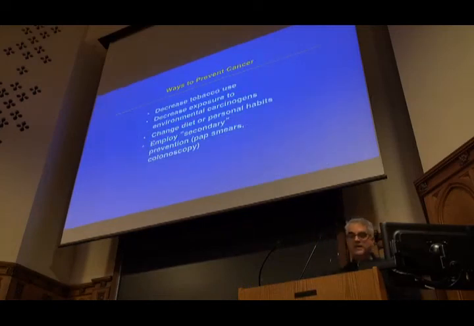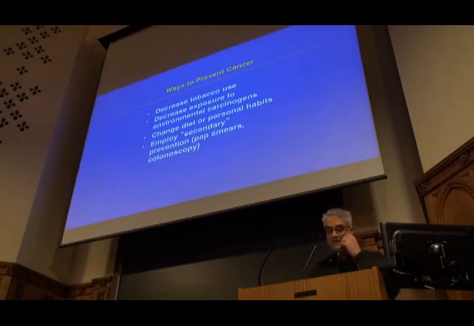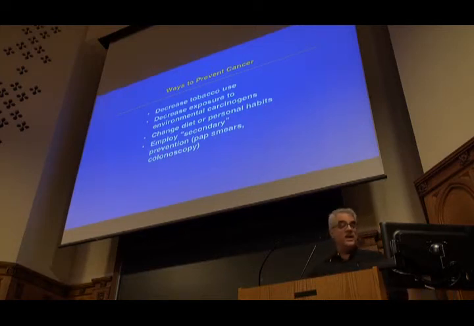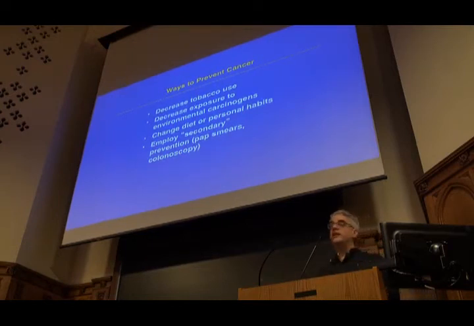So the argument that it is not big medicine that is most responsible for any progress we've made in cancer mortality, but rather prevention and public health interventions strikes me as very compelling. Here are some ways to prevent cancer and to truly reduce cancer mortality. We can decrease tobacco use. We can decrease exposure to environmental carcinogens. We can have a change in diet or personal habits that reduce cancer rates. And we can employ secondary prevention techniques like pap smears and colonoscopy.